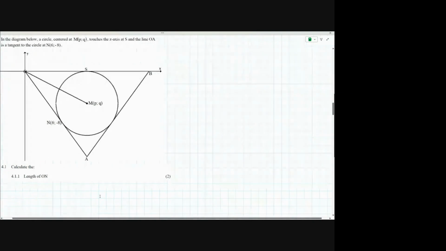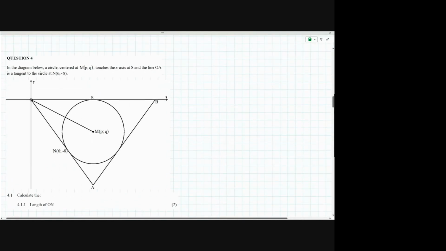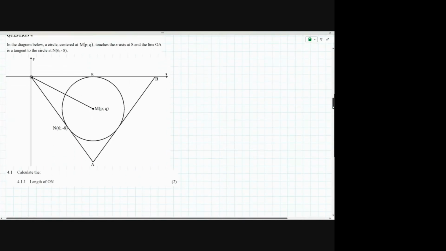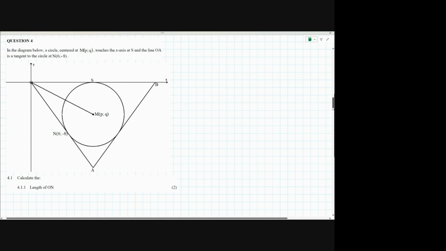And this is now where a circle is often involved in our situation. So question 4 says, in the diagram below, a circle centered at M, PQ touches the x-axis at S, and the line OA is a tangent to the circle at N, -6, 8. Okay, so a couple important things. This is our point of contact between our circle and the tangents at N and S.